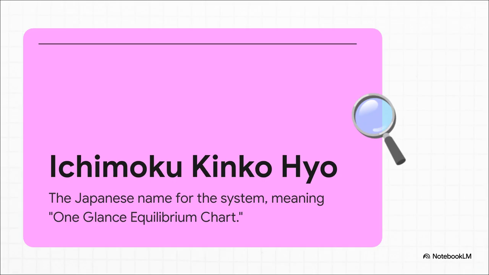And you know, the secret is right there in its full name, Ichimoku Kinko Hyo. Roughly translated, that means one-glance equilibrium chart. The whole point, the entire philosophy, is built around this one idea, that you should be able to get a complete feel for the market's balance, instantly, in a single glance. No noise, just pure clarity.